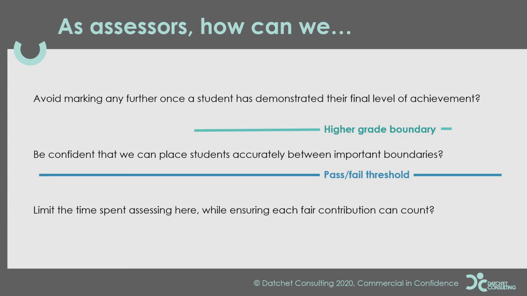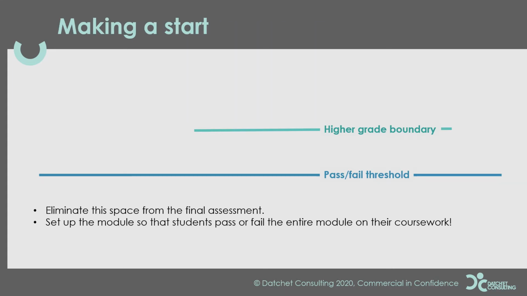You probably want to put them into one of 2 buckets, one of which is a redeemable fail and one of which is a pretty poor fail. Above that, you want to be able to place them with confidence between grade boundaries. And then you don't want to spend time marking once you've decided that you've discovered what a student's limits are. So if you can set things up so that the pass-fail piece is actually removed from the final assessment, and that if they can pass the coursework, they pass the exam, you can make life a lot easier for yourself.